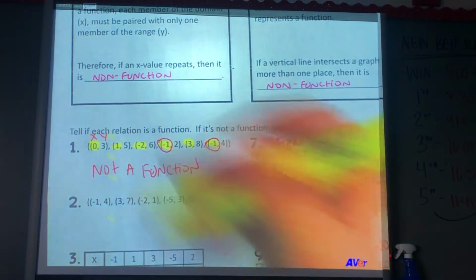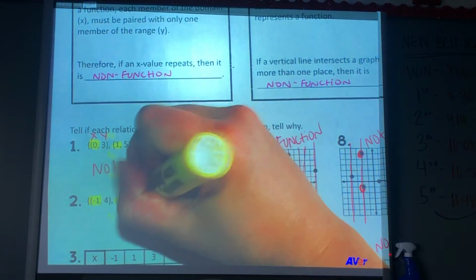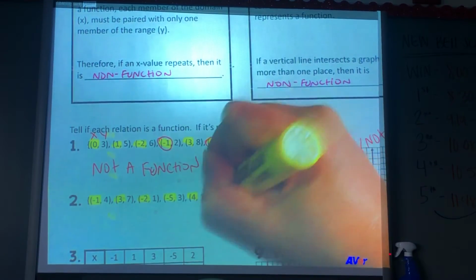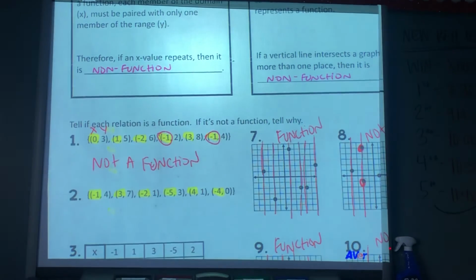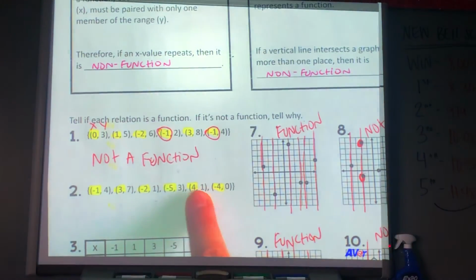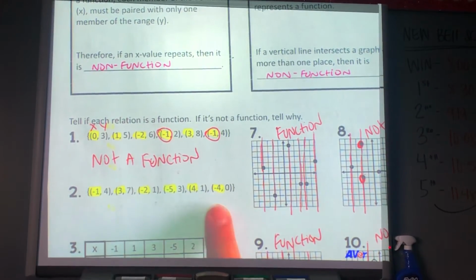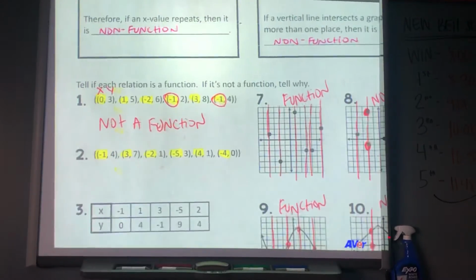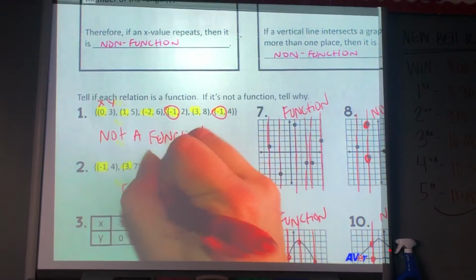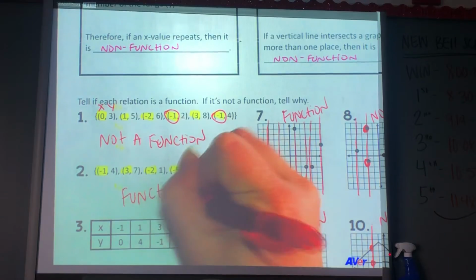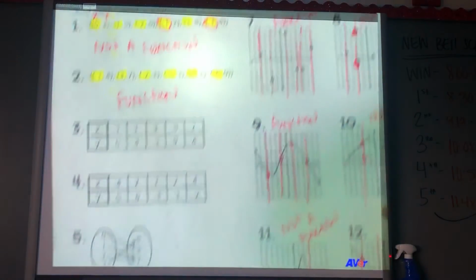We have -1, 3, -2, -5, 4, and -4. Even though some of those are negatives and positives, they are different numbers, which means that they never repeat, which is good. This is a function. Remember, we don't want our x values to repeat.